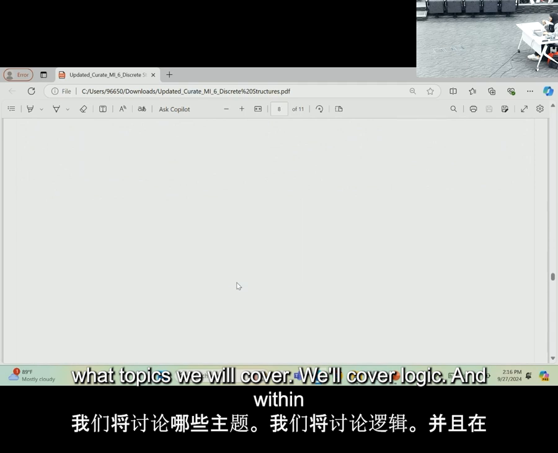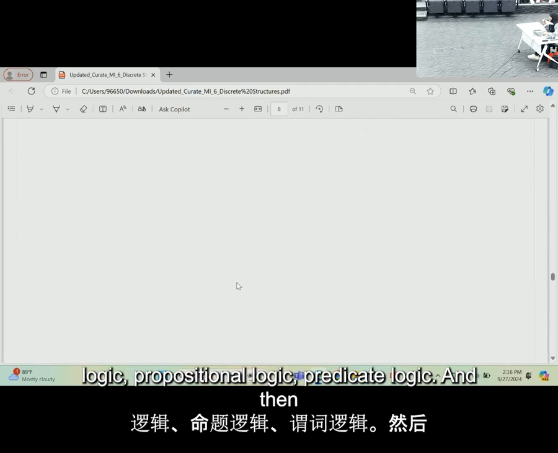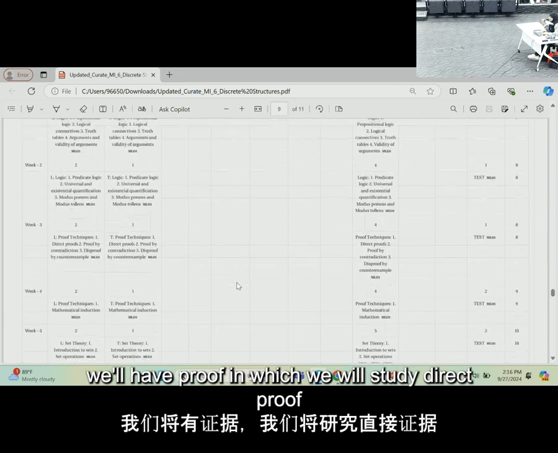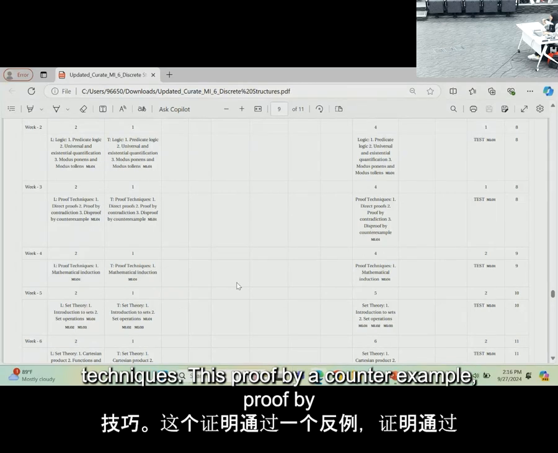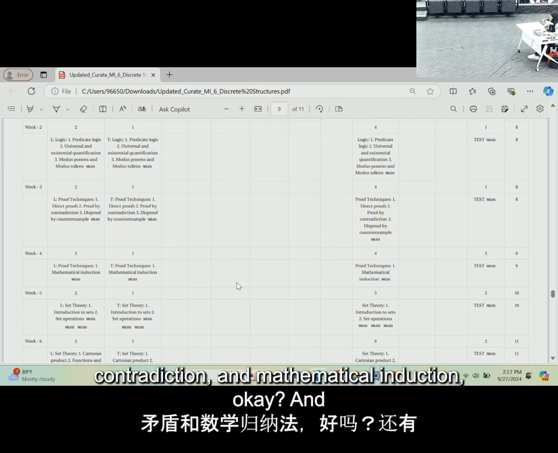We'll cover logic, and within logic, propositional logic and predicate logic. And then we will have proof, in which we will study direct proof techniques, disproof by a counterexample, proof by contradiction, and mathematical induction. Okay?